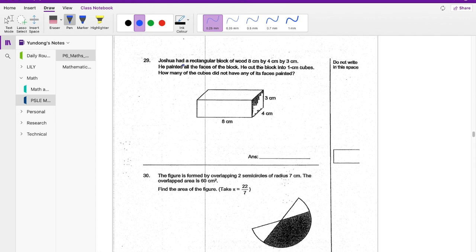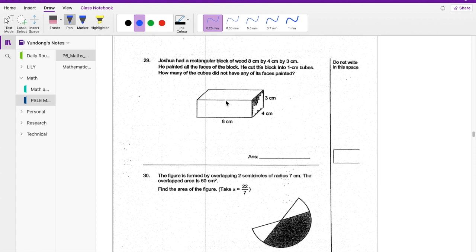The 29th. Joshua had a rectangular block of wood. So this one is 8 cm by 4 cm by 3 cm. He painted all the faces of the block. He cut the block into 1 cm cubes. How many of the cubes did not have any of the faces painted? Okay, then this is a very common problem.